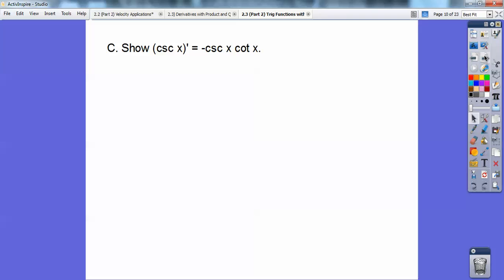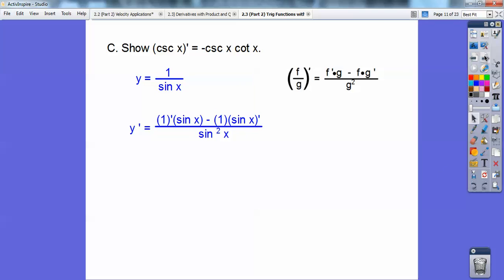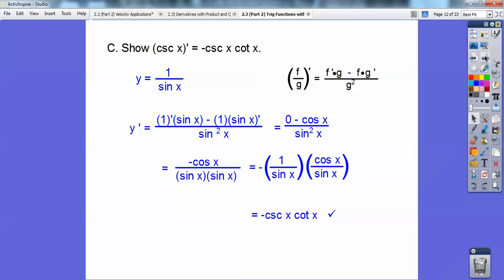So let's go ahead and show that the derivative of cosecant is opposite cosecant cotangent. Remember, cosecant is 1 over sine, so I'm going to do the quotient rule with 1 over sine to take the derivative of that. So there's my quotient rule right there, and the derivative of 1 is 0, so this goes away. And the derivative of sine is cosine, so I get 0 minus cosine, all over sine squared. Sorry, I forgot the sine squared right there. So this is going to be negative cosine over sine squared. Sine squared is sine of x times sine of x, so I separated them up. There's my cosecant right there, and there's my cotangent right there.